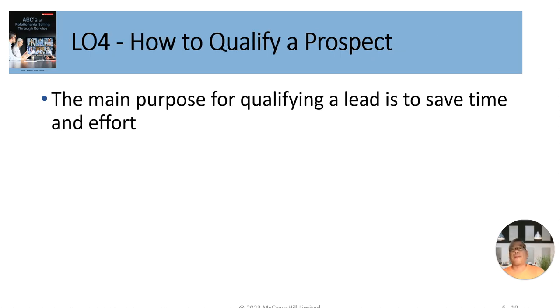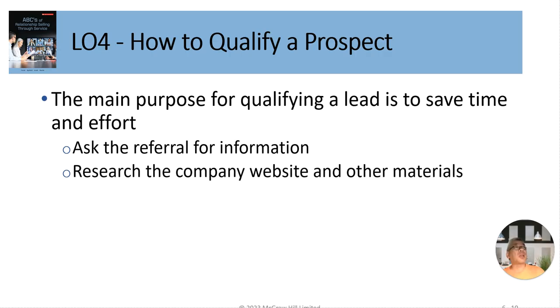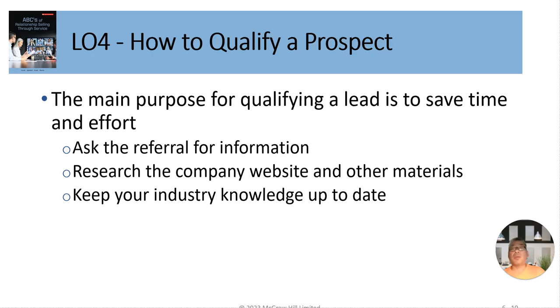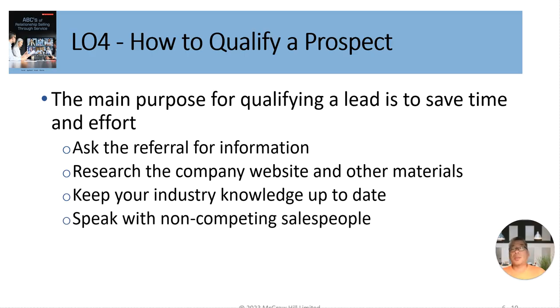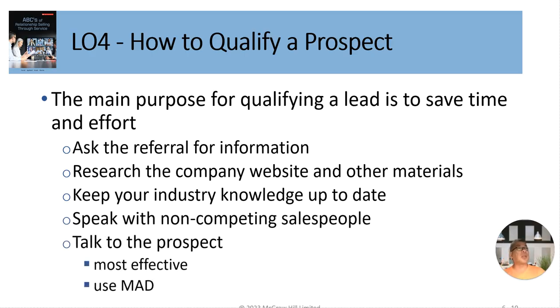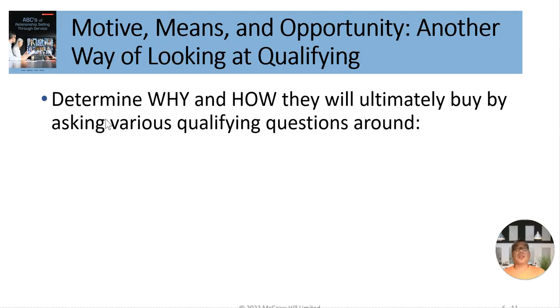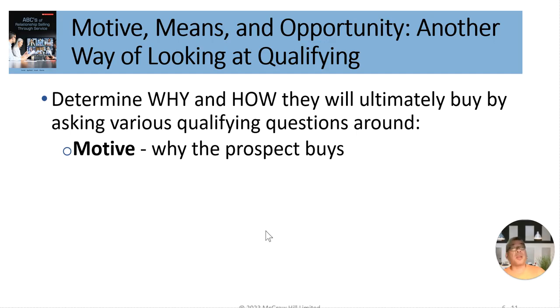Number 4, how to qualify a prospect. The main purpose of qualifying the lead is to save time and effort. Ask for referral information, research the company website and other materials, keep your industry knowledge up to date, speak with non-competitive salespersons, and talk to the prospect, which is most effective. Use MAD. Motive is another way of looking at qualifying: determine why and how they will ultimately buy by asking various qualifying questions around motive, that is, why the prospect buys.